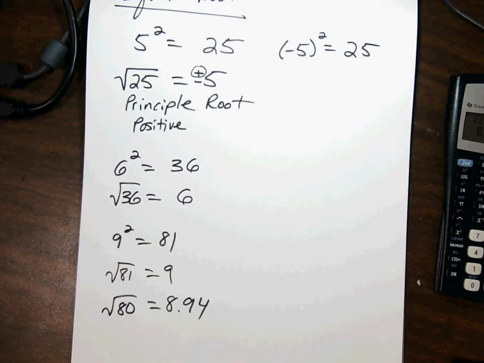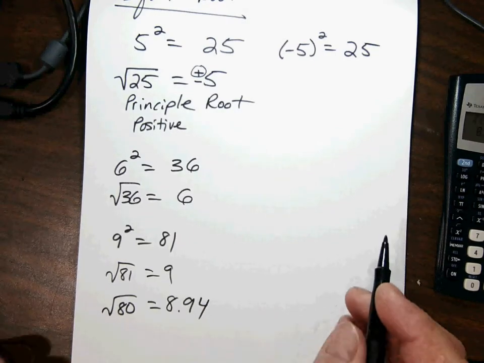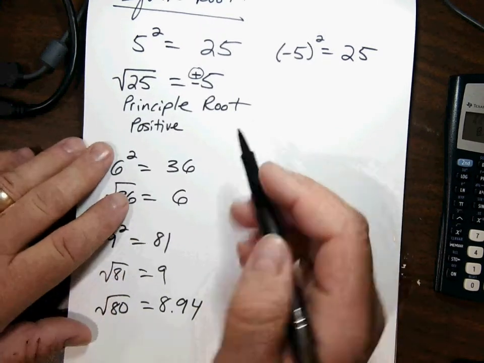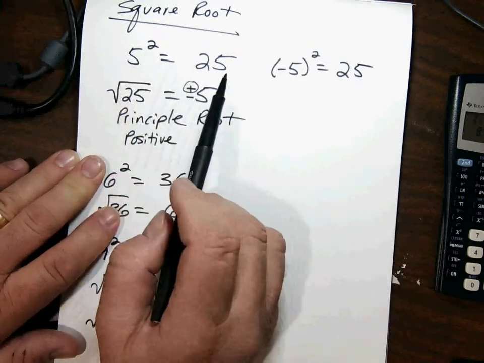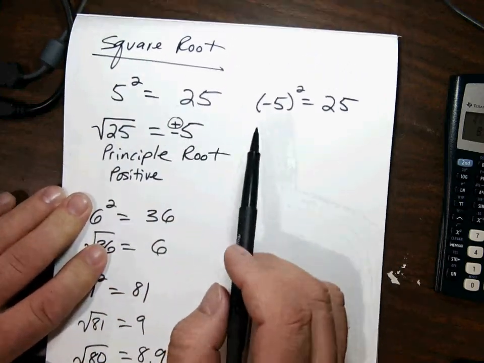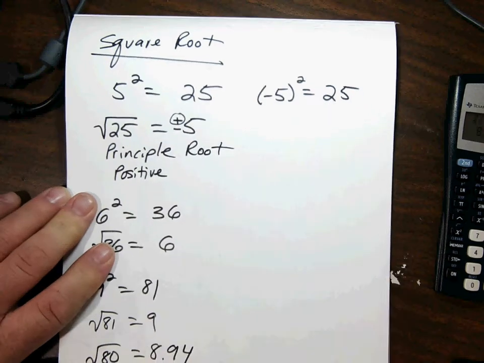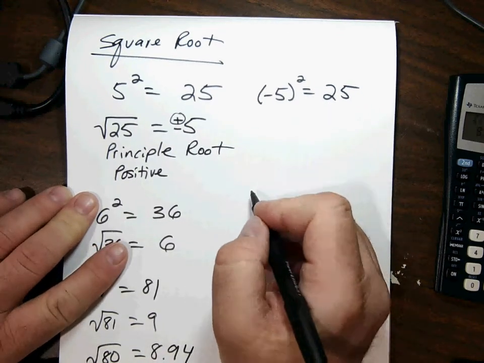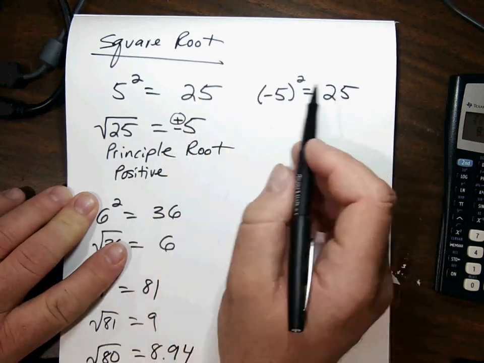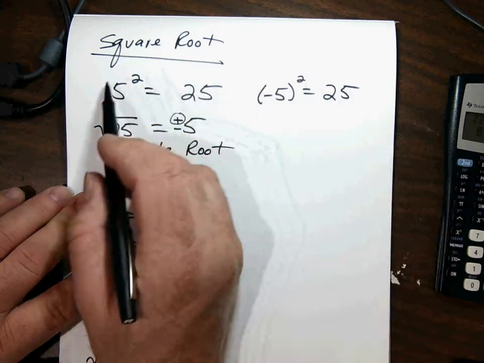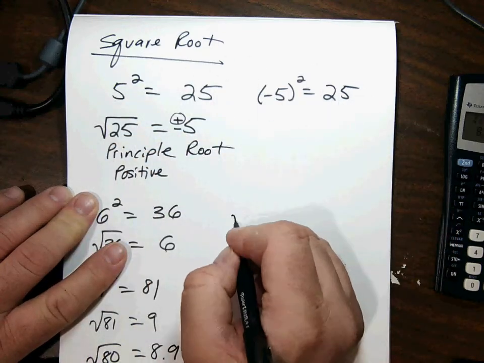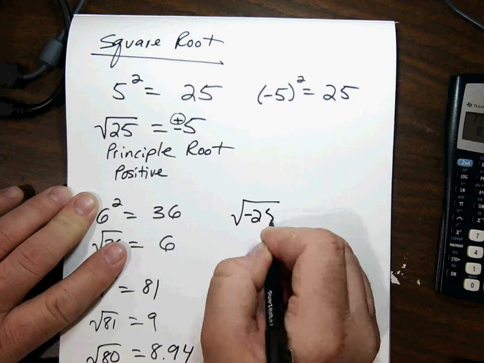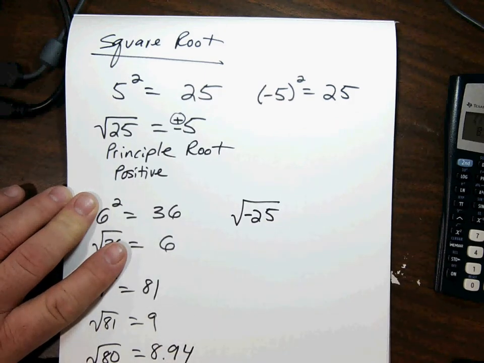If I tried to take the square root of a negative number, I'm going to be in trouble. Because when I square something, I always get a positive, right? Even if I square a negative number, I get a positive answer. So there's no way to get a negative 25 out of this process up here. So how can I possibly start with a negative 25 and try to go backwards?